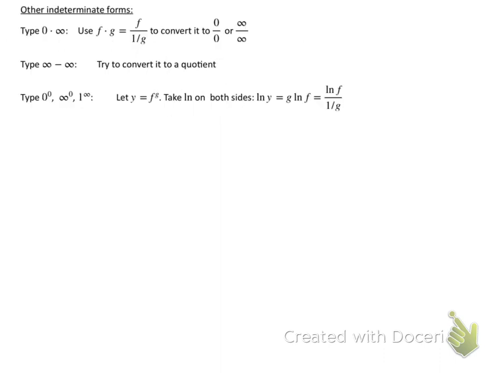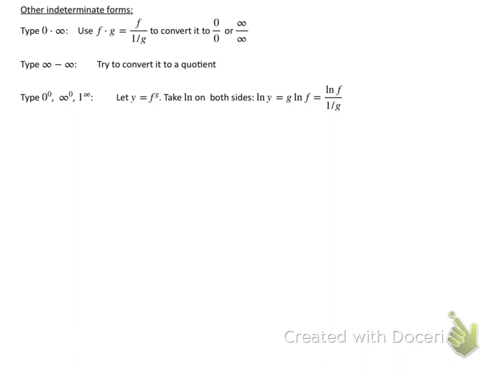There are other indeterminate forms that we didn't talk about, when we have the product, the difference, and the powers. We are still using L'Hopital's rule to deal with them, which means we are going to make all of them quotients.